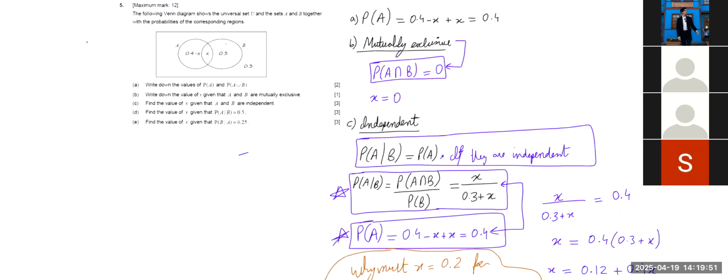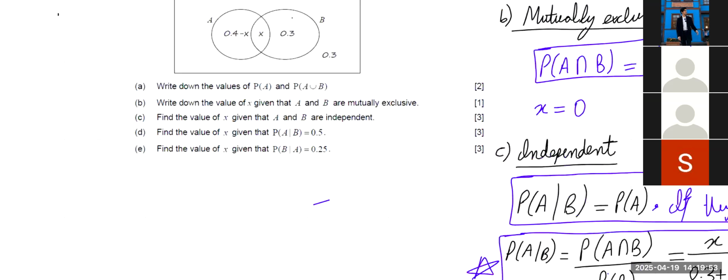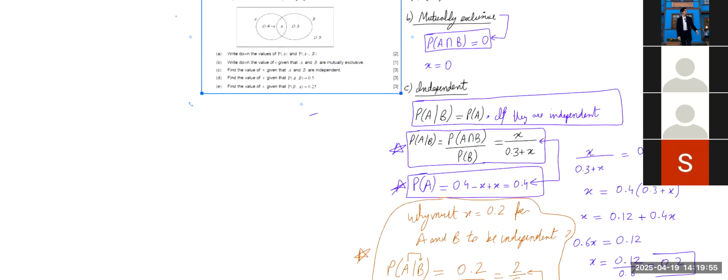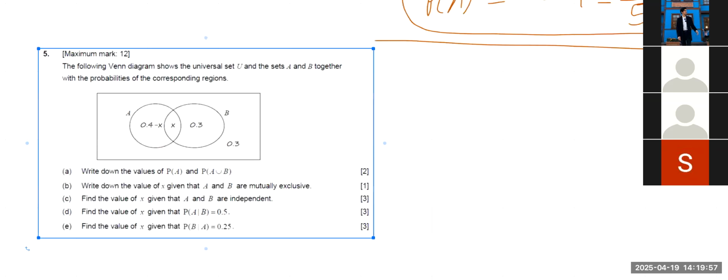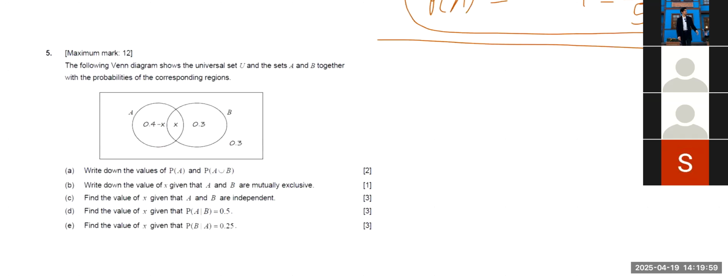Next up, we have to find the value of x. Let's put this down here again. The next part is we need to find the value of x such that the probability of A given B is equal to 0.5. Let's first try to make a formula for the probability of A given B using the definition of conditional probability, which is this.